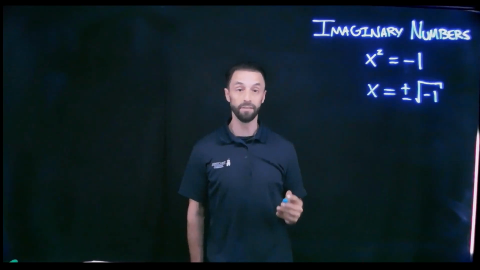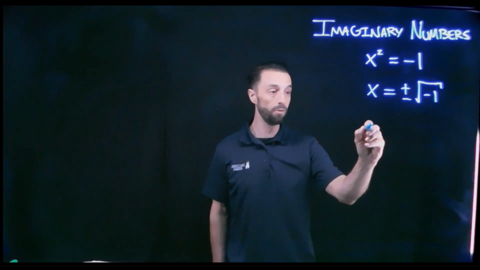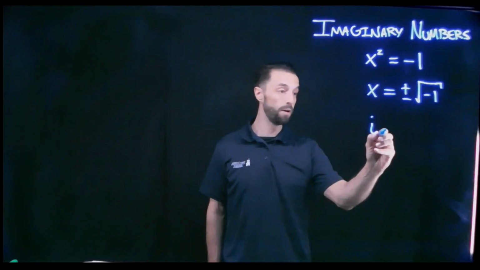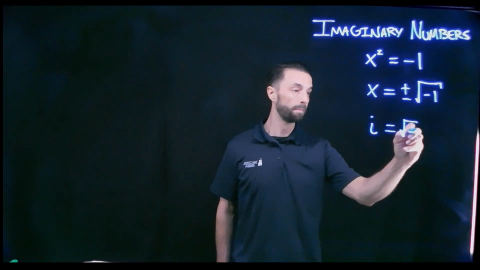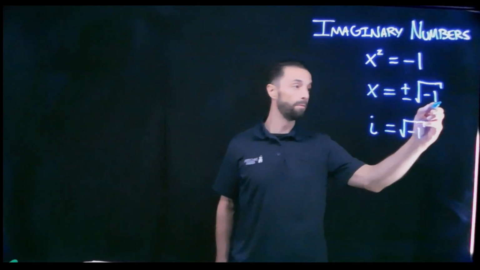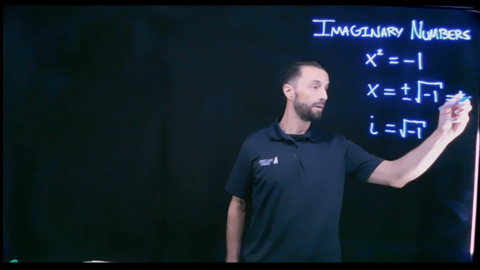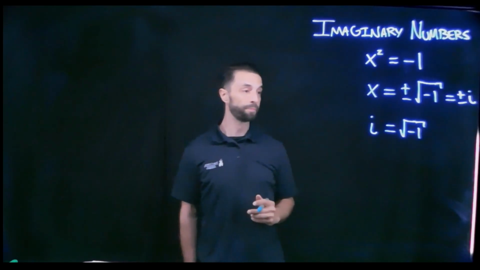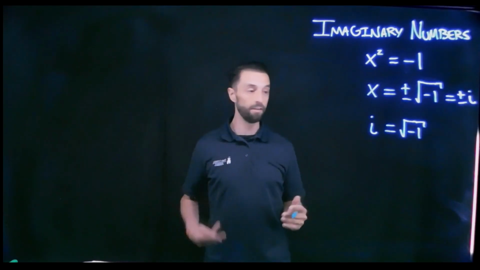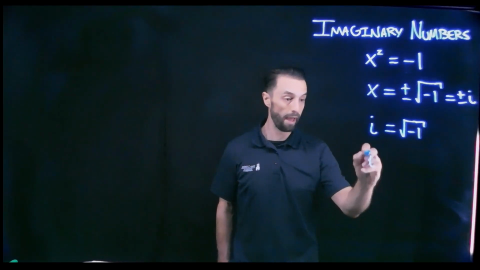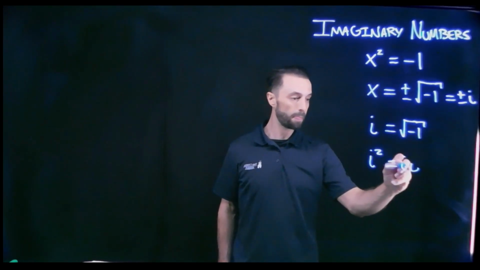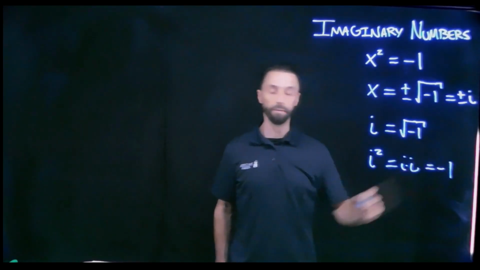And the imaginary number is exactly that. It is given the symbol i, and it is defined as the square root of negative 1. So the solution to our problem here is now plus or minus i, the imaginary number. And so i is a number that when multiplied by itself equals negative 1. So i squared, which is just i times i, is equal to negative 1.